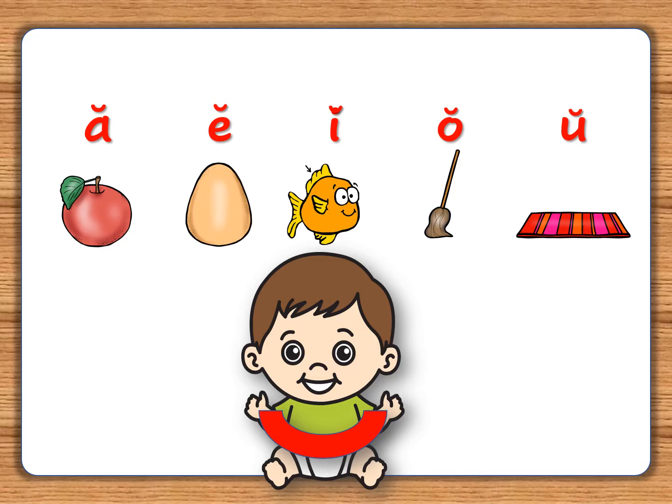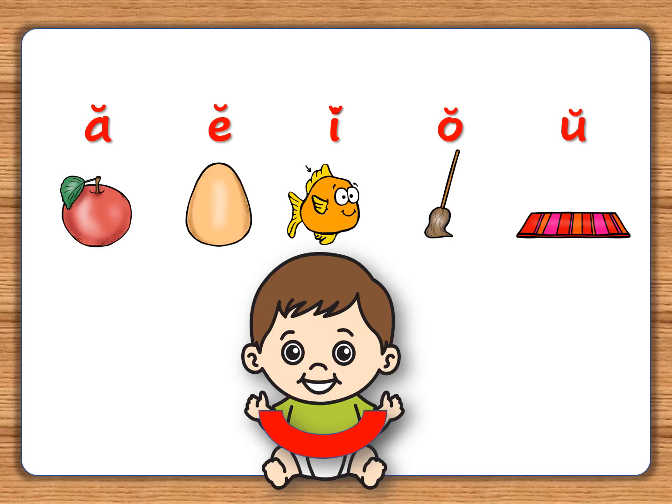And last of all, we have the letter U. So this here is a picture of a rug. Rug. So the letter U inside the word gives a short sound. Again, we use the mark at the top to remind us that it's the short sound we want for the letter U.